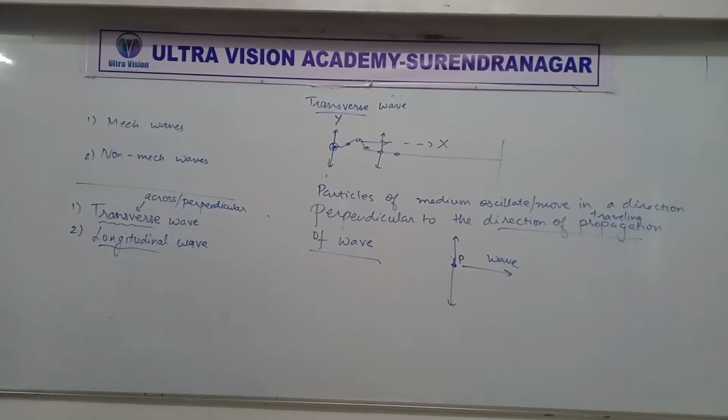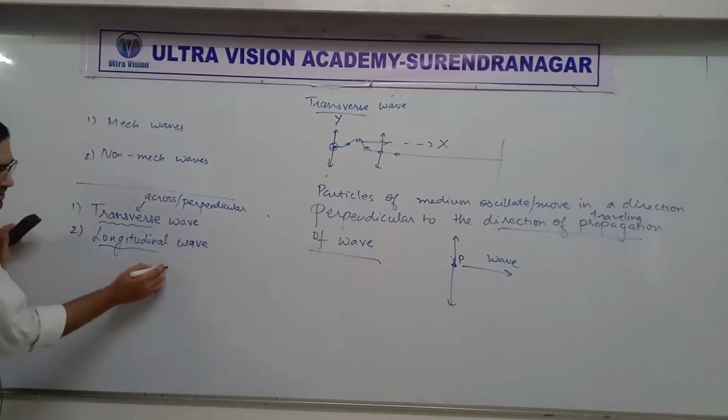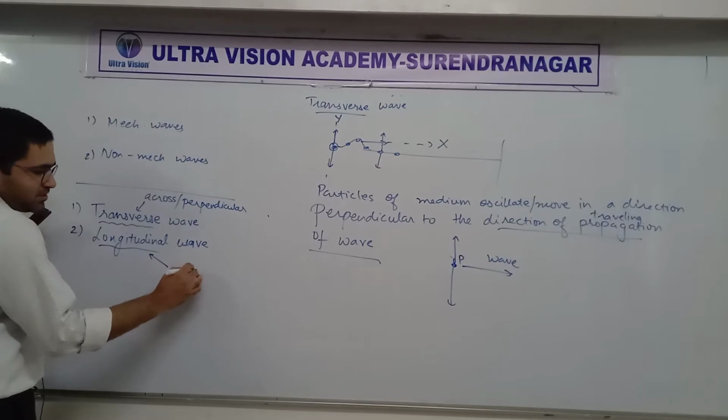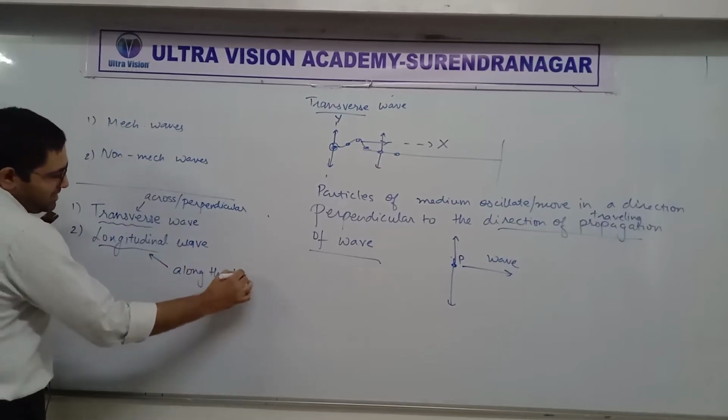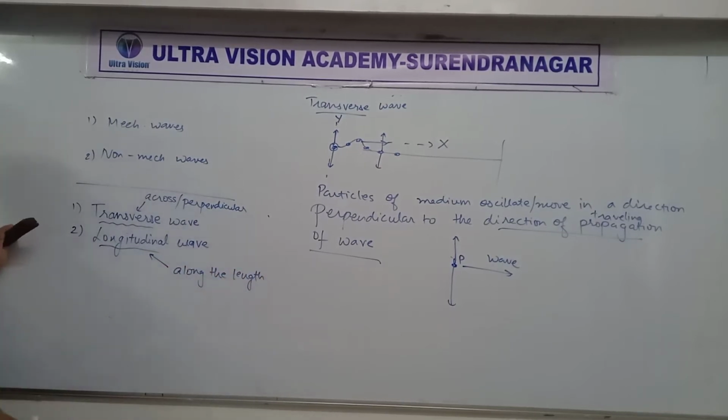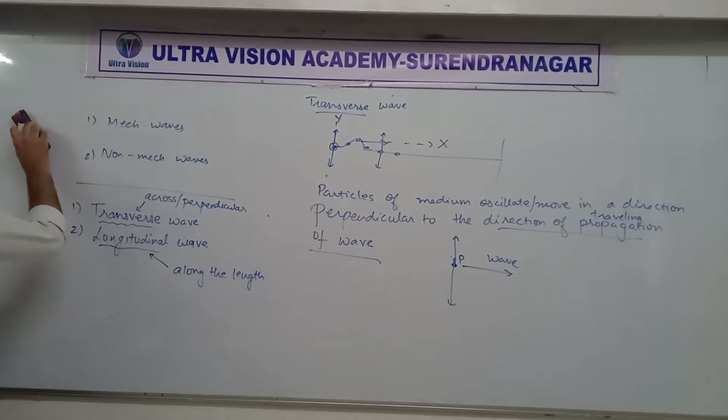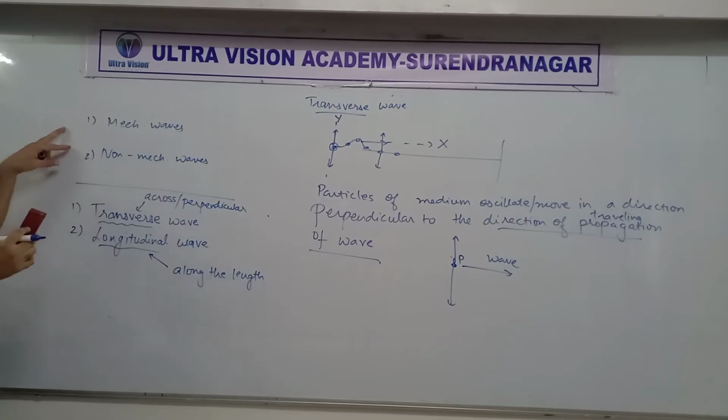Okay, fine. Let's go to the other one, longitudinal. Now longitudinal means along the length. The literal meaning of the English word longitudinal is along the length. So what's the proper definition or condition for a longitudinal wave? Let's go to that. I'm erasing this list here. So two kinds of waves, mechanical and non-mechanical, and then two kinds of waves separately, transverse and longitudinal.